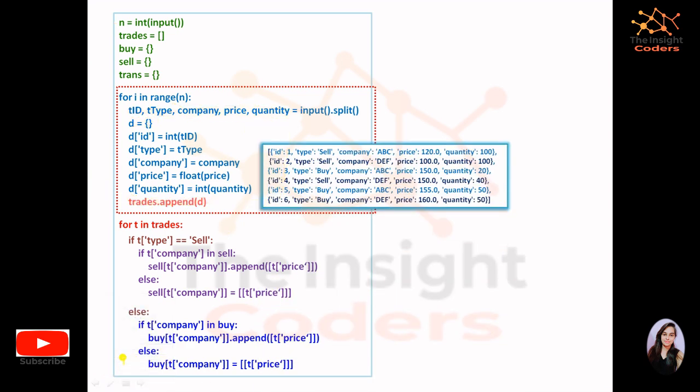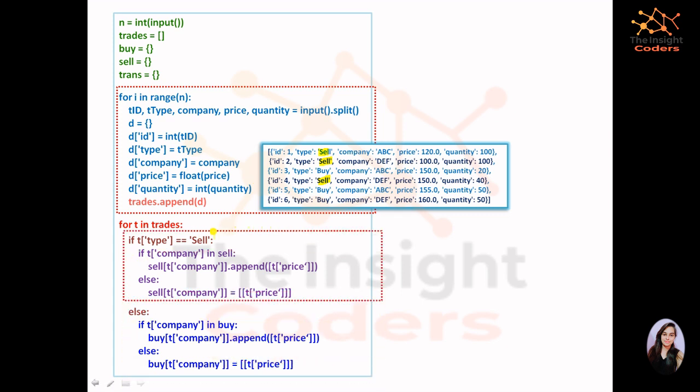I just showed you before also. So this part is just making this list. Now we need to see who has to sell and who is there to buy. So for T in trades, T is basically these dictionaries, right? So what we are doing: if the type of T is equal to sell, then we just have to append the company name, like the stock name, that is A, B, C, D, E, F or whatever it is, and the price. So I'm just adding these values.